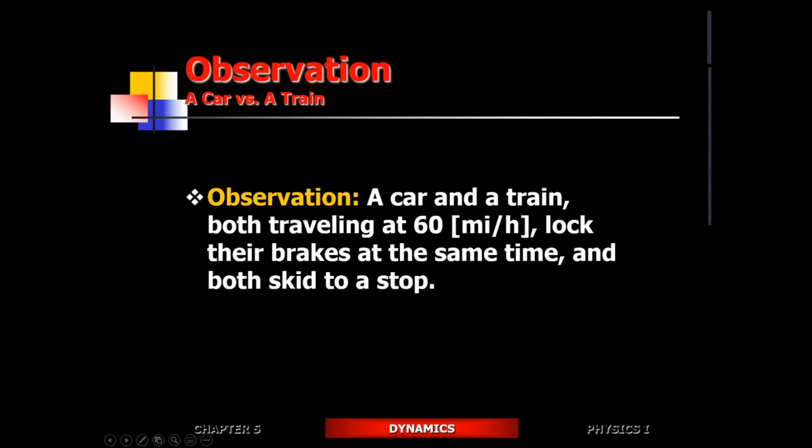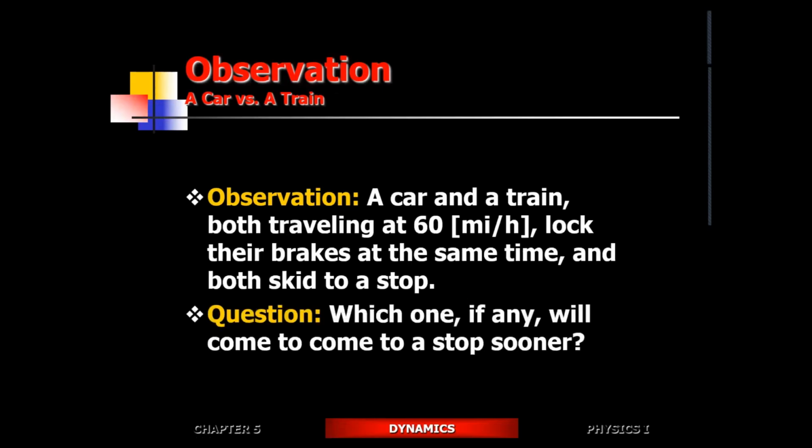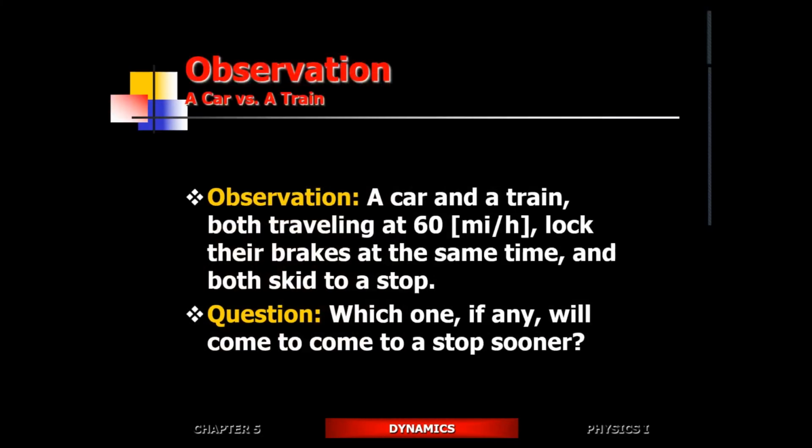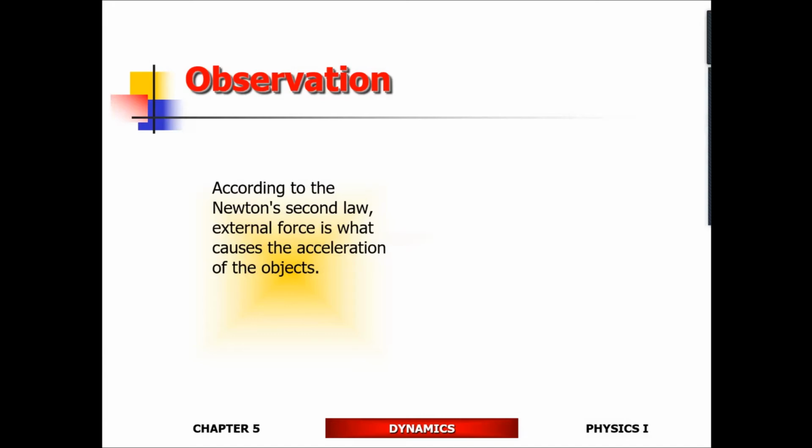Car versus a train. Both of them are going at 60 miles per hour. Both of them will lock up their brakes at the same time. Which one, if any, will come to a stop sooner? Most of you will say car. And if I were to ask you why, you will say because the car is lighter. That's the reason why it's going to come to a stop sooner. Is that the reason why?